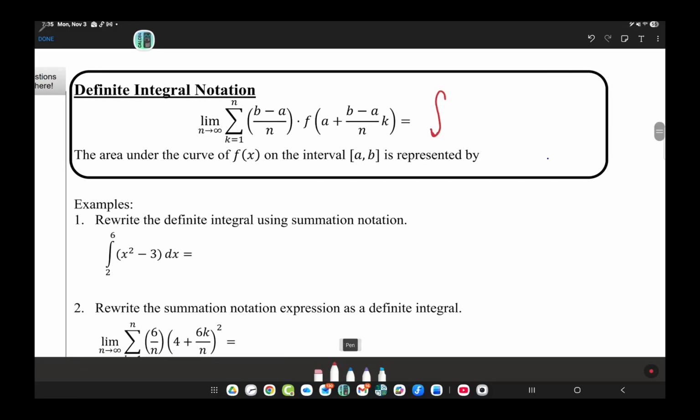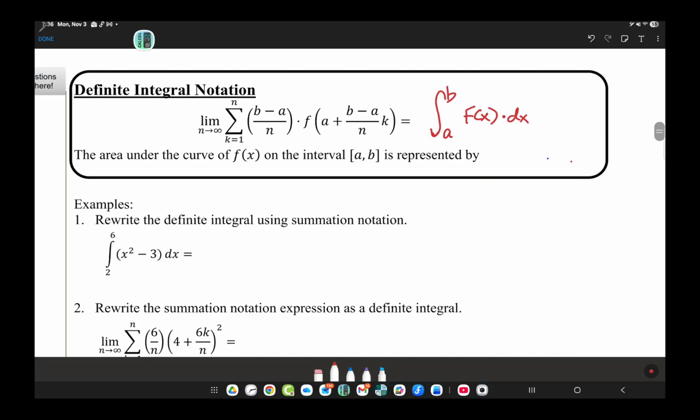This is an integral. It is an elongated s, and the reason why it's an elongated s is because it's dealing with summation. A to b, those are our bounds. We have our lower bound and our upper bound of whatever my function is times dx.